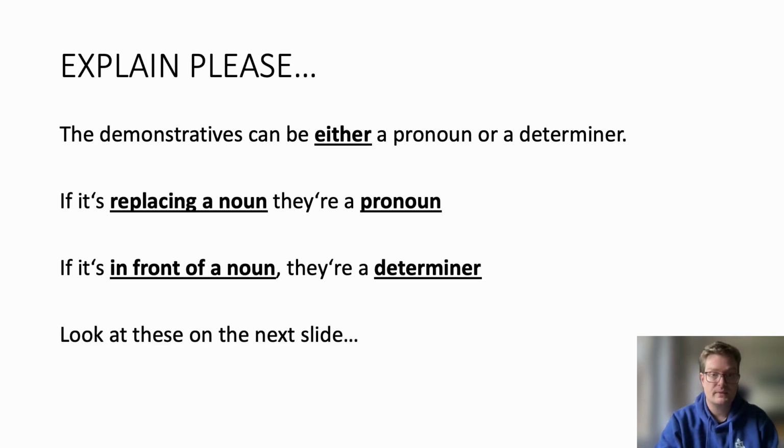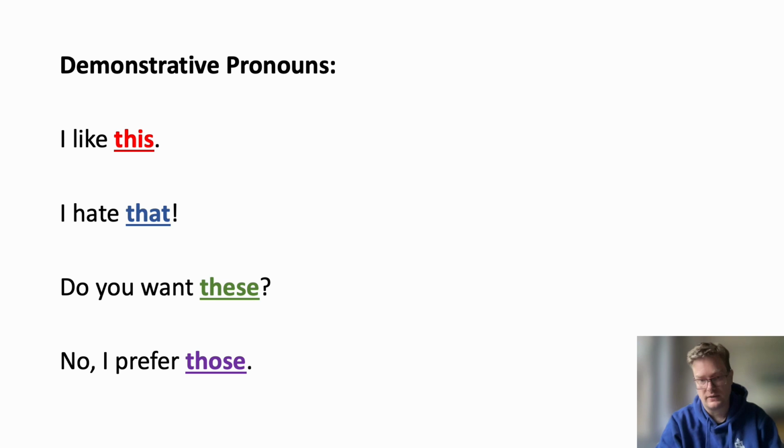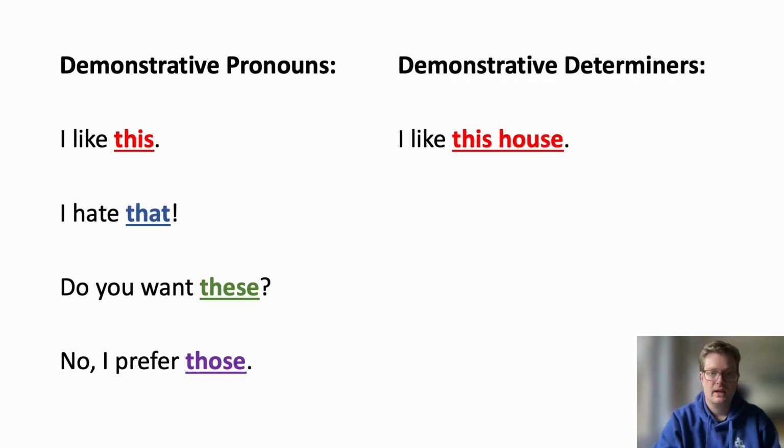So let's look at examples. Let's put the demonstrative pronouns we learned last week. I like this. I hate that. Do you want these? No, I prefer those. Those forms there are pronouns because they're replacing a whole noun. If they're in front of the noun and you're actually saying it, like, I like this house, then it's a determiner. So you can see the difference there. On the left, we've got the pronouns. On the right, we've got the determiners. Even though it's the same word, it's doing a different job.